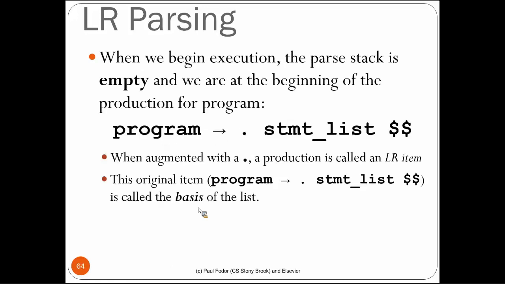So when we begin the execution, the parse stack is empty, and we are at the beginning of the production for the program. So at this point, we can augment this production rule with a period. Basically, a program is at the beginning of a statement list followed by end of file. So this new production rule is now called an LR item, used for LR parsing. This original rule is called the basis for the current state of the parsing. Basically, a program could be at the beginning of a statement list.